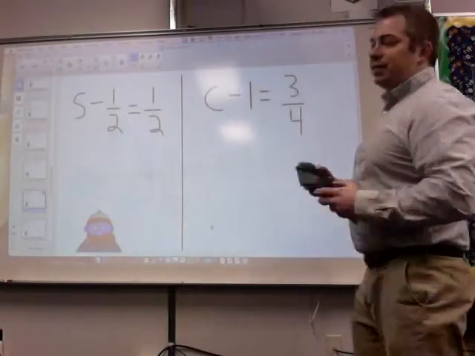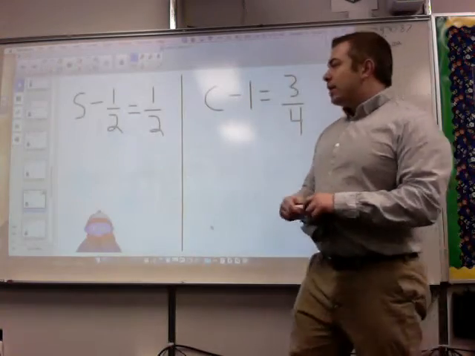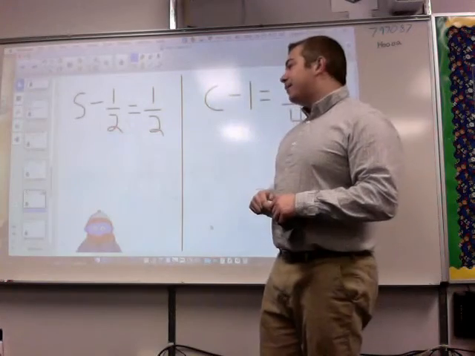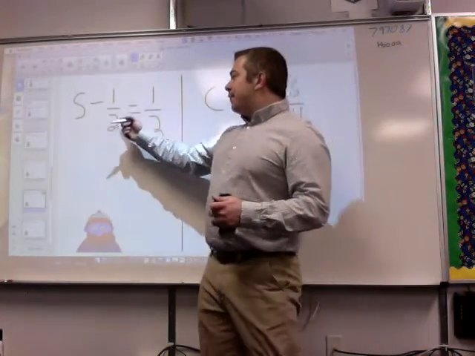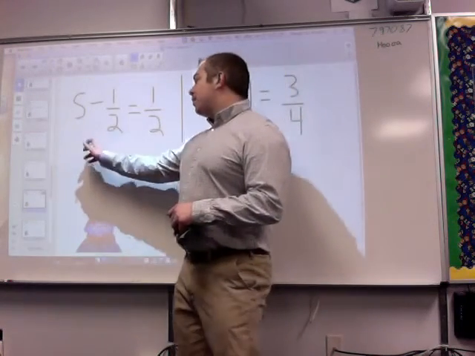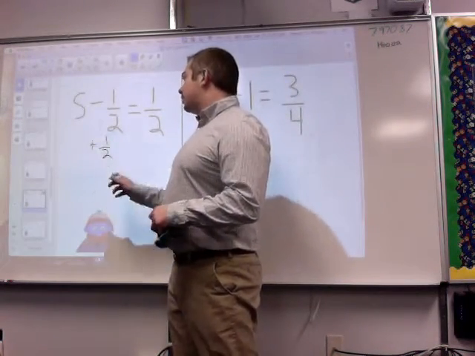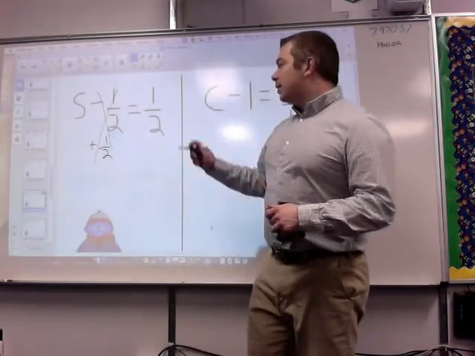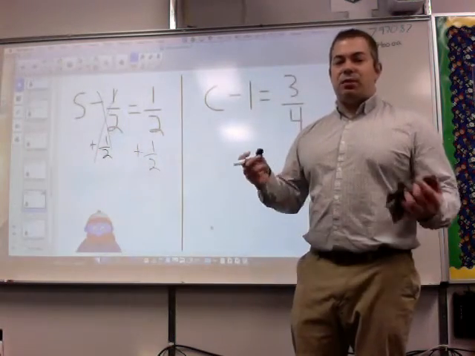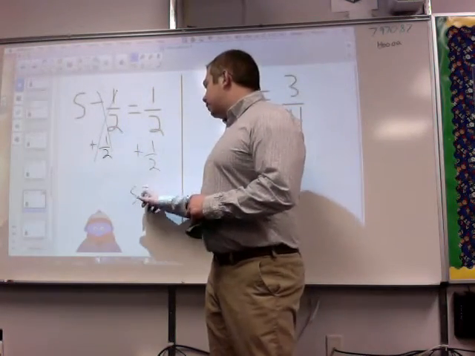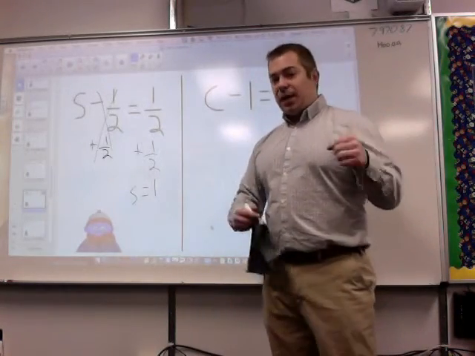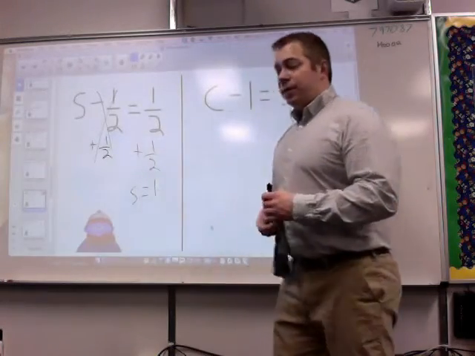So if you got last lesson, this should be fairly easy to you. Right here, that is not a 5. That is Mr. Murphy's s. S minus a half equals a half. Okay. Well, if this is minus a half, or essentially a negative half, I'm going to add a half to this side so it cancels out. And what's 1 half plus 1 half? You could probably mentally do that and get 1. So s equals 1. Let's plug it in. If I have a whole and I take away a half, I will be left with a half. All right?